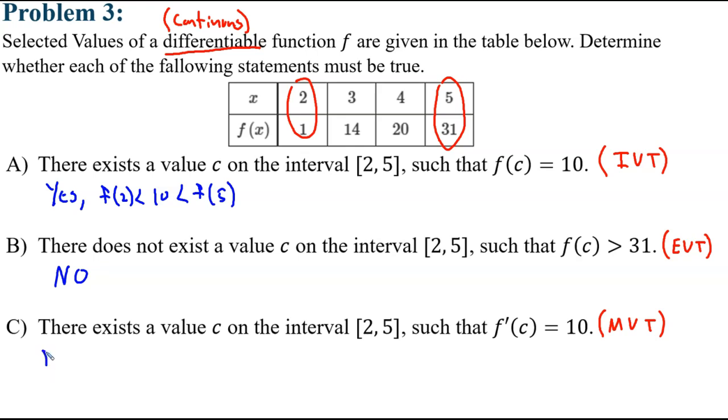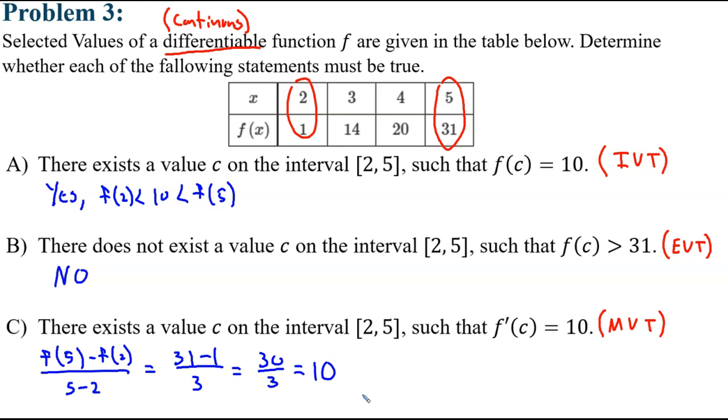So we can look at f of 5 minus f of 2 divided by 5 minus 2, which will be 31 minus 1 over 3. So in other words, 30 over 3, which is equal to 10. All right, so that is my average rate of change. My function is differentiable, meaning that by the mean value theorem, we can say yes. There has to exist a c between here that has that same instantaneous rate of change as the average rate of change.